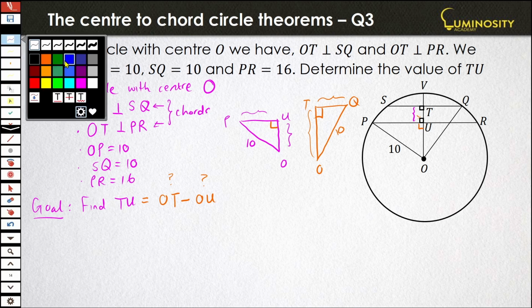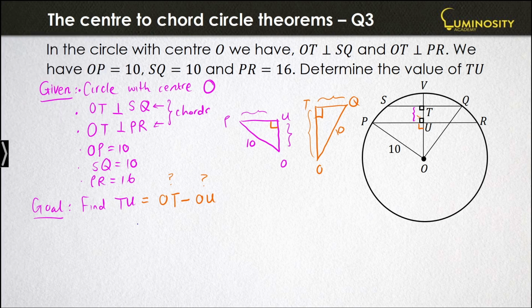So if I can find these two lengths, I will then have a length for TU. So let's try this out. First of all, what was I given? Circle with center O, that's important. And OT, which is this perpendicular line, is drawn to the two chords SQ and PR. Therefore, by the perpendicular line from center to chord theorem, I know that this perpendicular line bisects those two chords. So it cuts each chord into two equal pieces. PR, this longer chord, was 16, so this length must be 8, and this length must be 8.